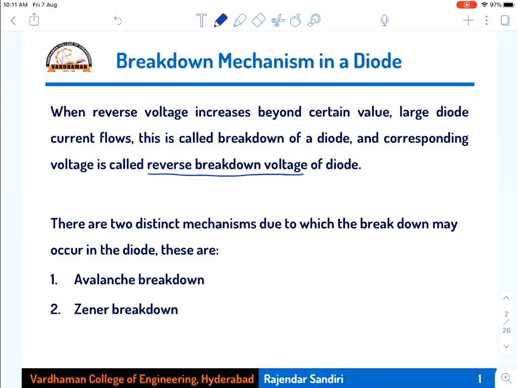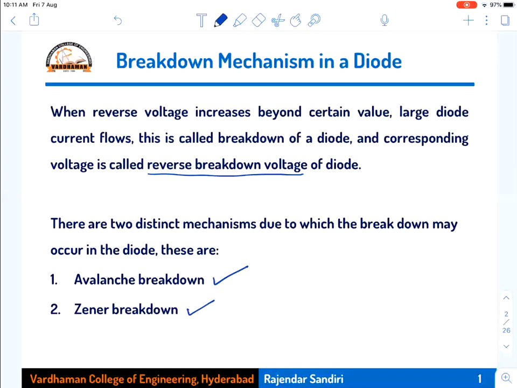As you increase the reverse voltage, at a certain point breakdown occurs. Breakdown is nothing but suddenly a large amount of current flows. For low values of reverse voltage, the current will be very, very small, which is called the reverse saturation current. That's what we have seen in the PN junction diode. But at a certain value of reverse voltage, breakdown occurs, and that voltage is called the breakdown voltage. That occurs because of two mechanisms: one is avalanche breakdown, the other is Zener breakdown. We'll see them one by one.